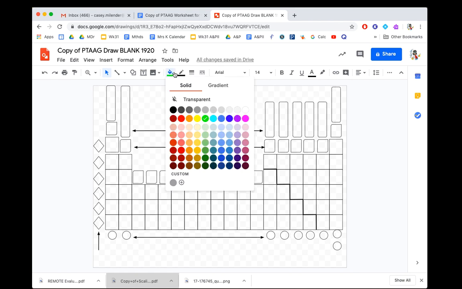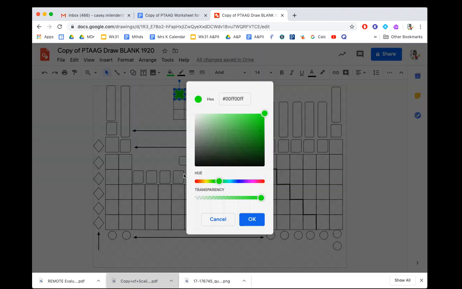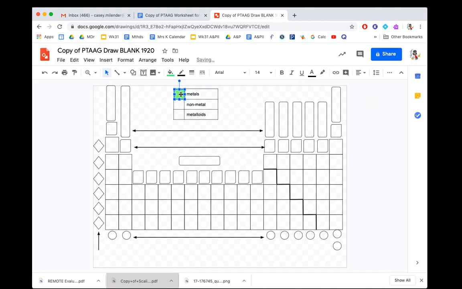So I click Fill Color again, but then I go down to Custom. And so here's the color I have. And then down here you can see that it says Transparency. So I want to move this over to be about half transparent. It's not really critical, but there it is. So now I have this pale green color that you can see through. And I want to do the same for nonmetals and metalloids. So if I click on this square, I can just Command D to duplicate it. I don't know if that works on Chromebooks, but that works here.